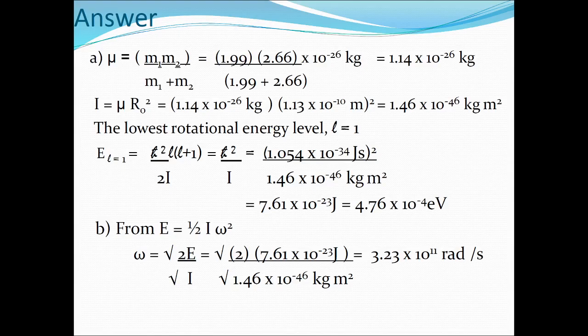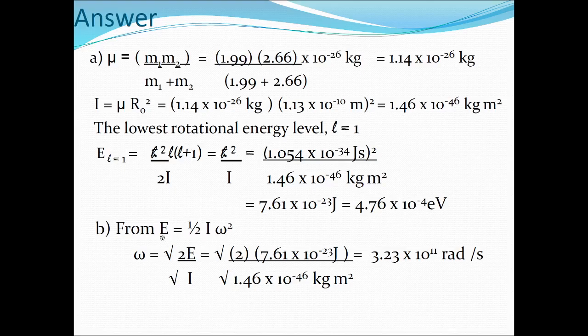Okay, so you can leave your answer in joule, or you can convert to electron volt. You can use the constant 1.6 times 10 power of negative 19 to convert from joule to electron volt. But both answers are acceptable. You can answer either one.